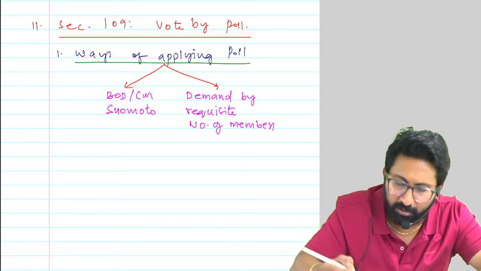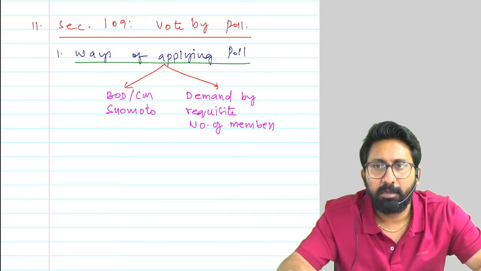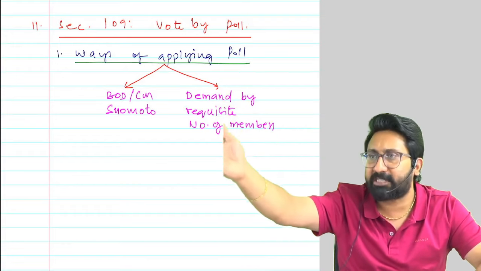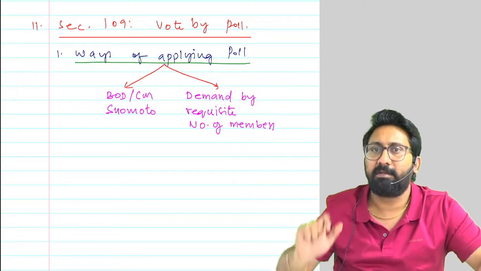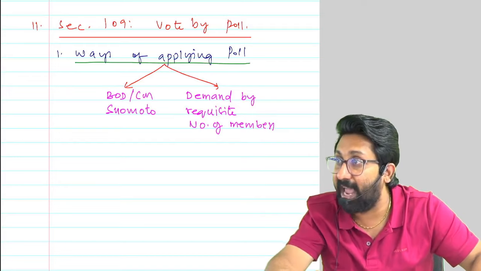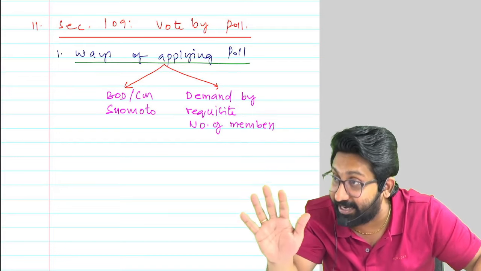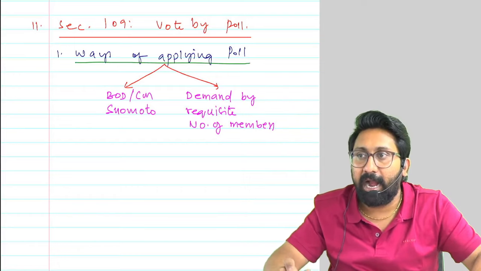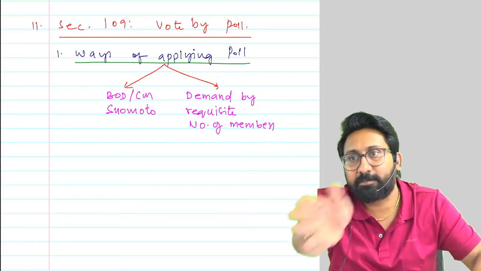If you want, you can write down. Chairman suo motu. That means the chairman says that I am having a confusion. I am not understanding by seeing the hands. Sir, as the number of people increases, accuracy will decrease because eyesight can't go beyond a level and mischievous people will be there.